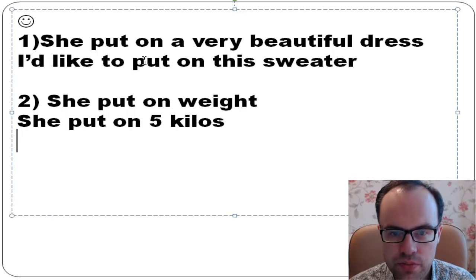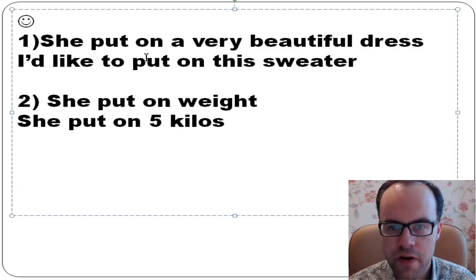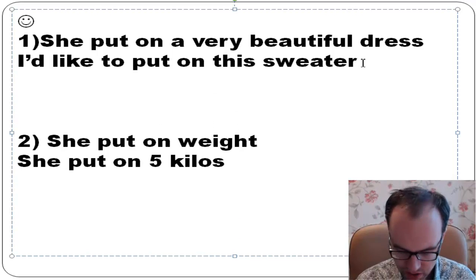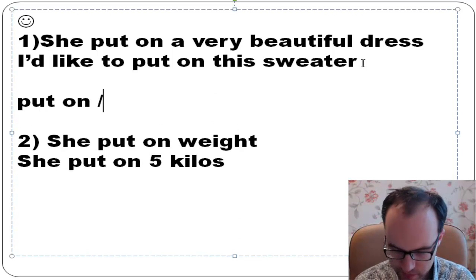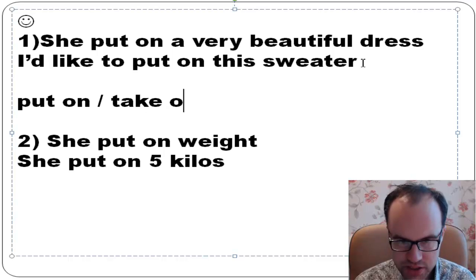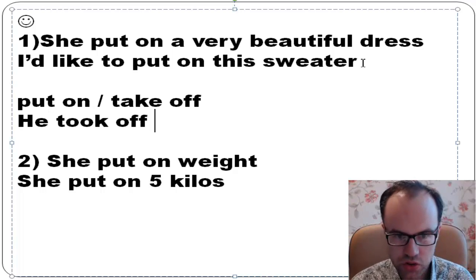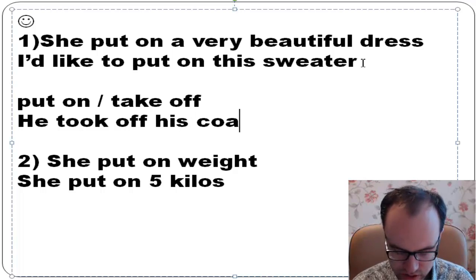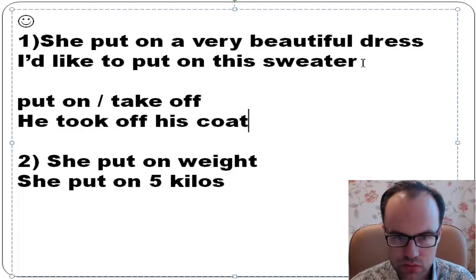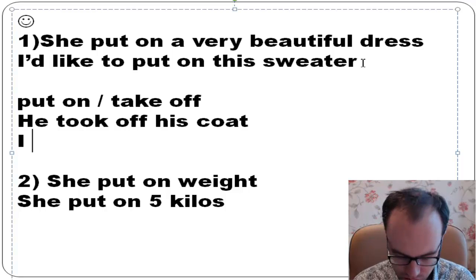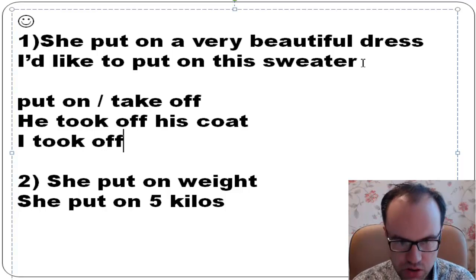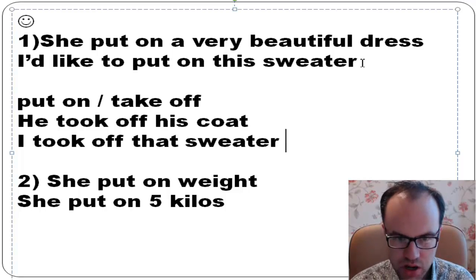То есть, put on переводится как надевать. She put on a very beautiful dress. I'd like to put on this sweater. И вспоминаем сразу антоним. Значит, сравните put on и take off. Take off переводится как снимать. Например, he took off his coat. Он снял свое пальто. Далее, I took off that sweater. Я снял тот свитер.